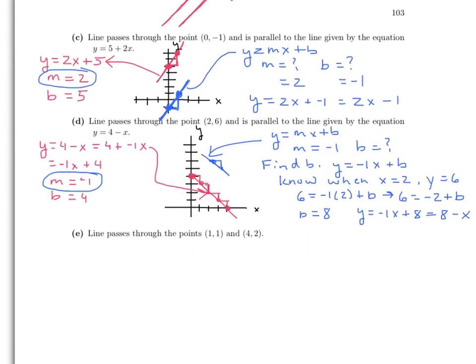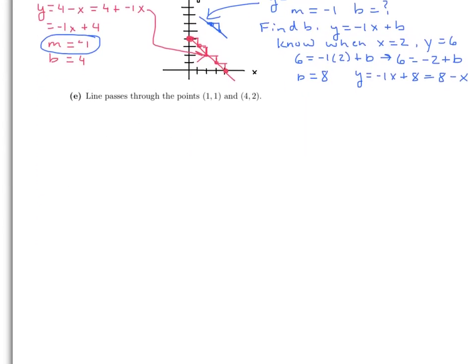Okay, now let's go ahead and look at part E. In this case, the line passes through the points 1, 1 and 4, 2. So let's begin by drawing a graph. The line passes through the points 1, 1 and 4, 2. So the line we're talking about looks like that.